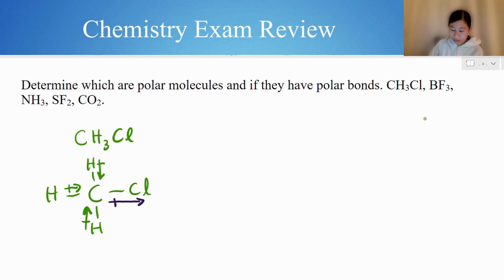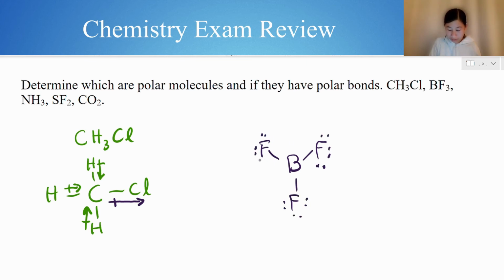Now let's try another one, BF3. Now again, pause the video and see if you can find the structure for boron trifluoride. Boron is the central atom along with the 3 fluorine atoms around it. And again, we want to determine if there's polarity in this molecule in total.